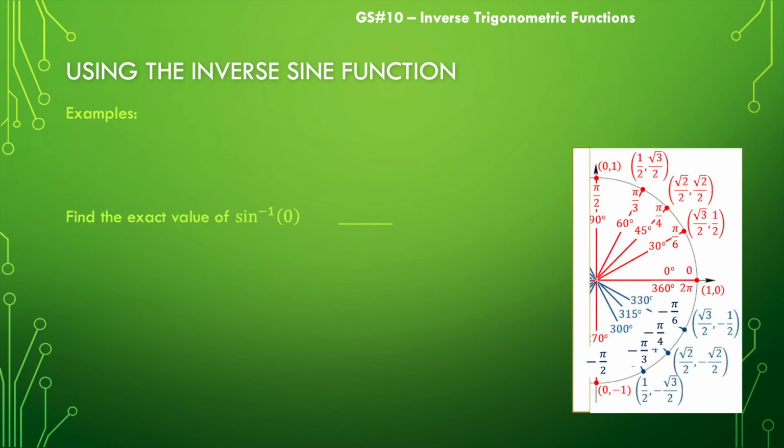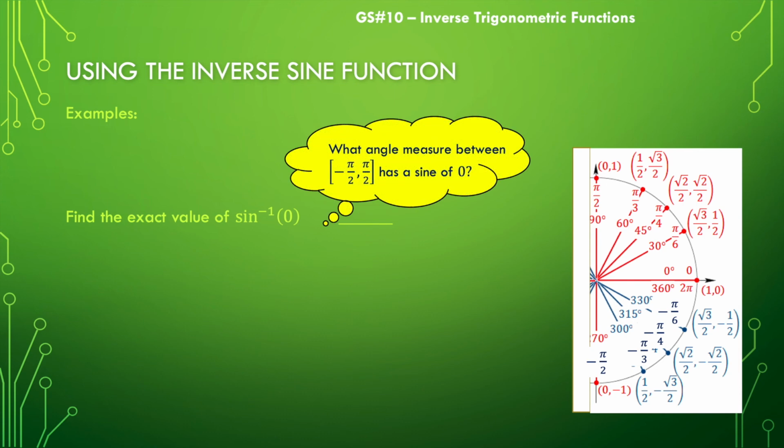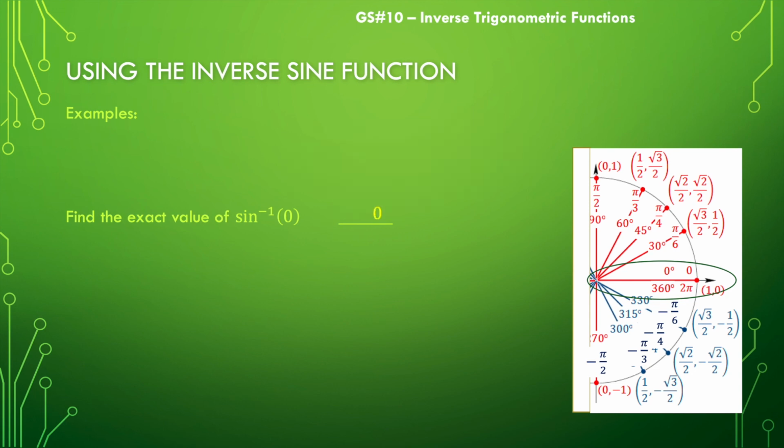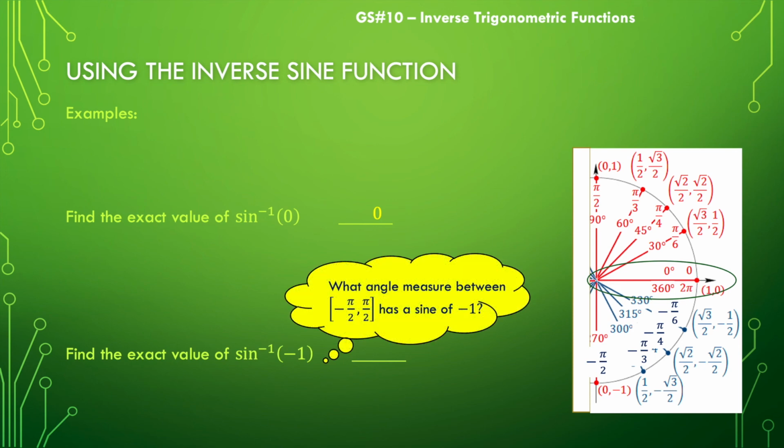All right, so here we go. What's the exact value of sine inverse of 0? On that right-hand side of the unit circle, which angle has a y value as a coordinate of 0? And if you identified that as 0 radians, you would be correct. And last, find the exact value of sine inverse of negative 1. Look for an angle measure that has a y value of negative 1. And there it is, down there at negative pi over 2.